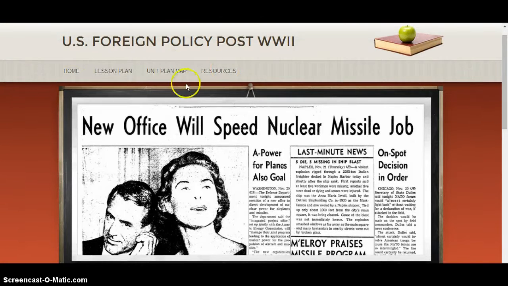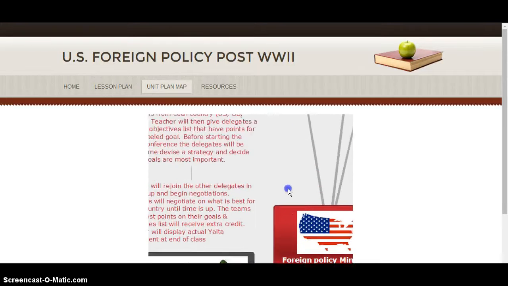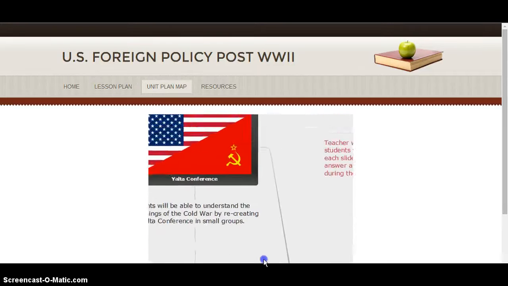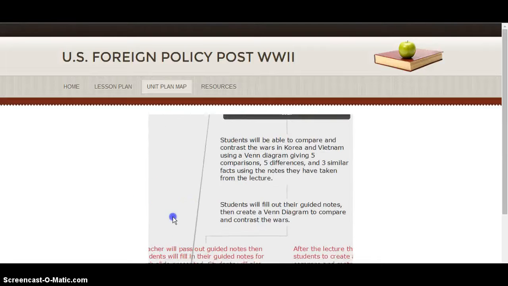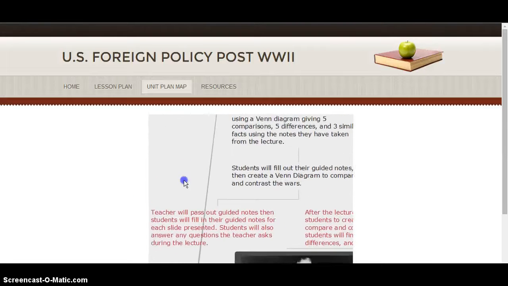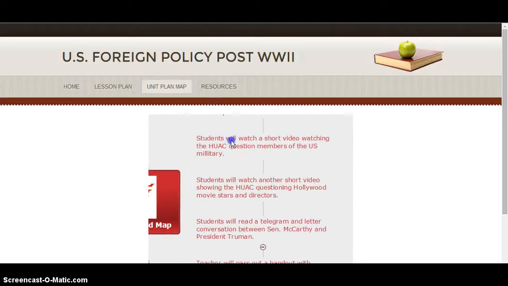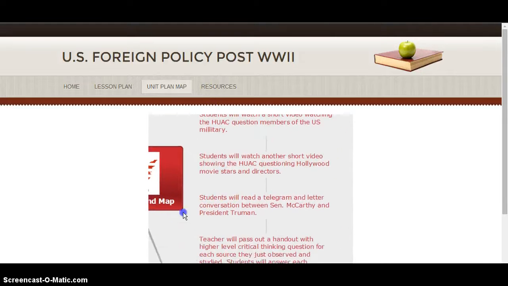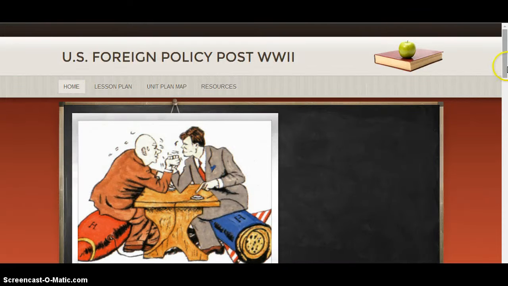And basically that's my unit plan. Here's my unit map. I'll show you this. So foreign policy, so you have Cuba, Yalta, paranoia, war, and the last one is the UN. So that's my digital unit plan.